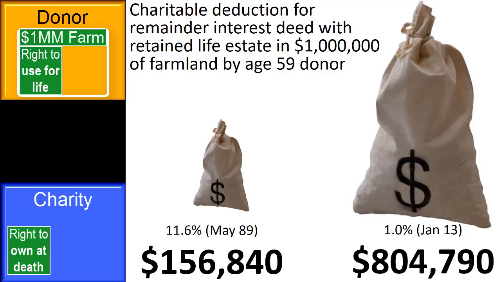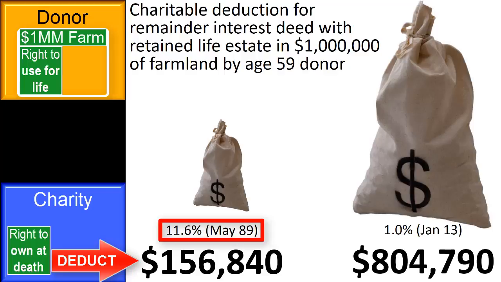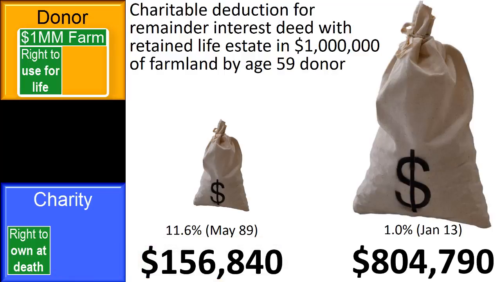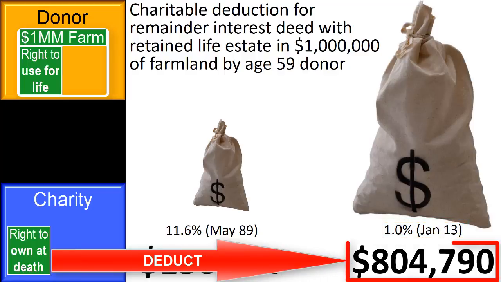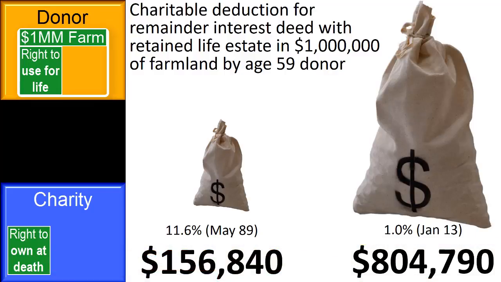If the Section 7520 interest rate used is 11.6%, then the deduction for a gift of a remainder interest deed with retained life estate in $1 million of farmland by a donor aged 59 is $156,840. If the Section 7520 interest rate is 1.0%, the deduction is $804,790. Since both of these interest rates were, at different times, the actual Section 7520 interest rate, this demonstrates real differences in the deduction of otherwise identical transactions.